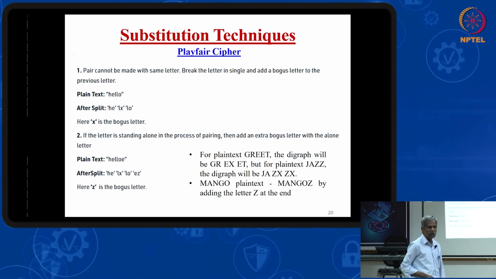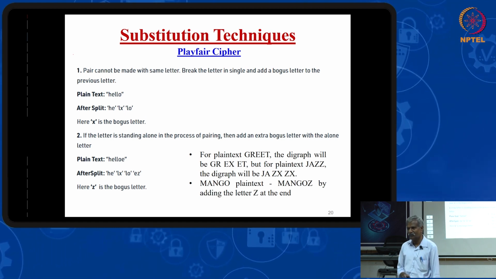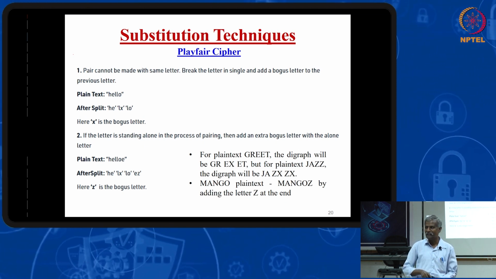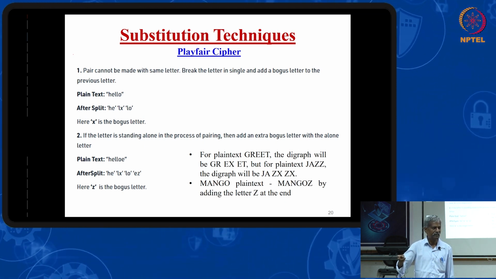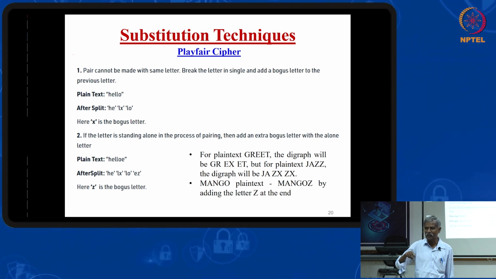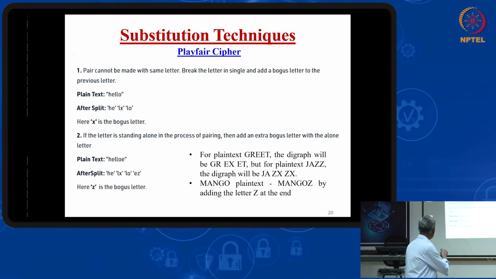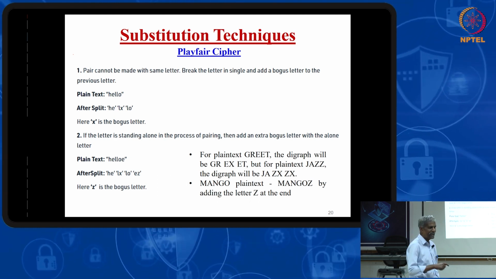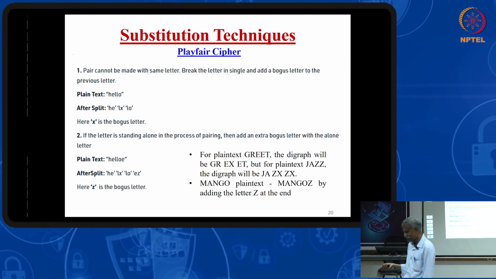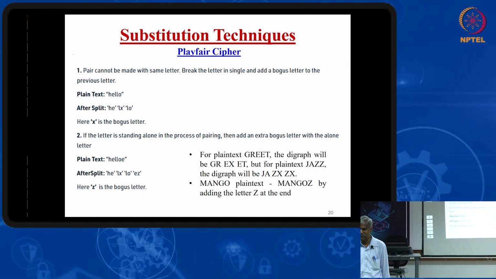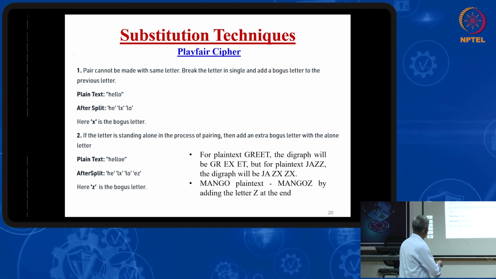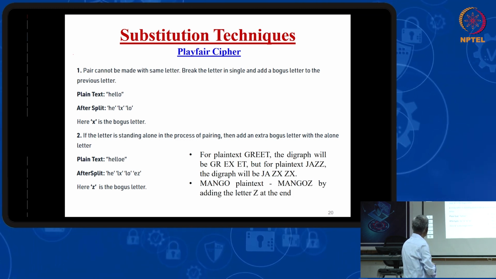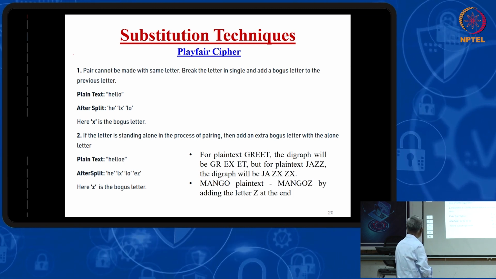Now we will see how to represent the plain text. The plain text will be divided into pairs. If the same letter comes twice in a pair, you introduce a dummy letter. For example, hello: if you divide it into pairs, HE is one, but LL has the same letter two times, and repeated letters are not allowed. Therefore, they put a dummy letter called X. So LX, LO.